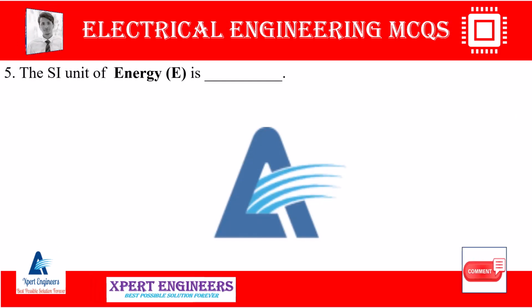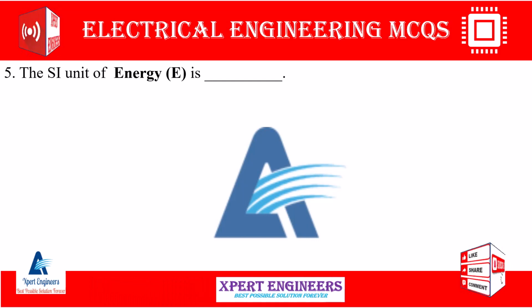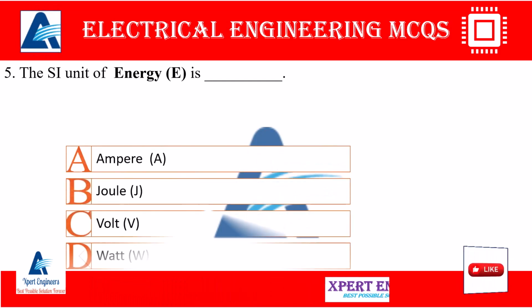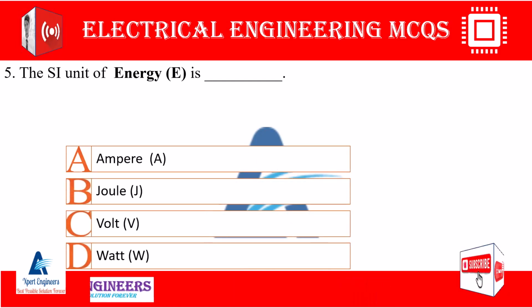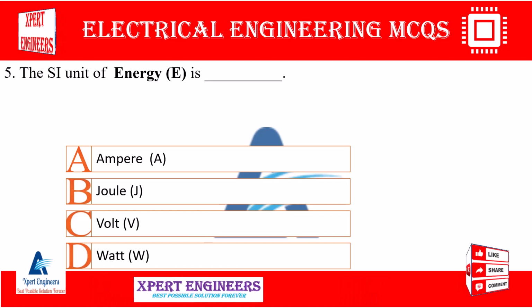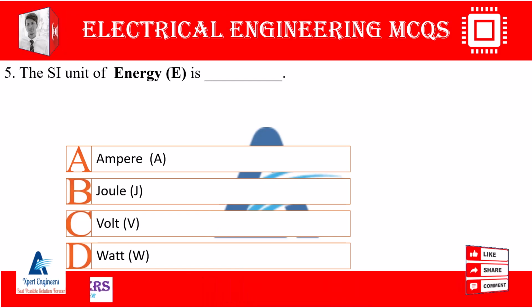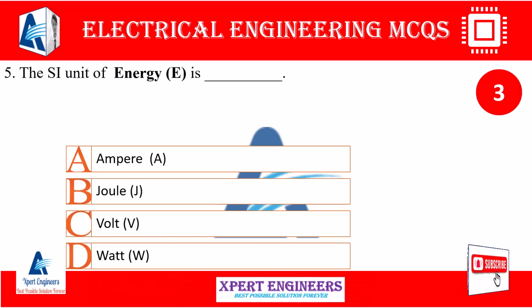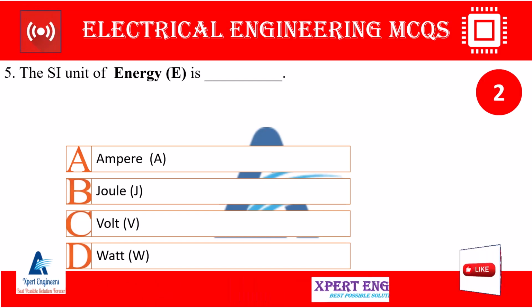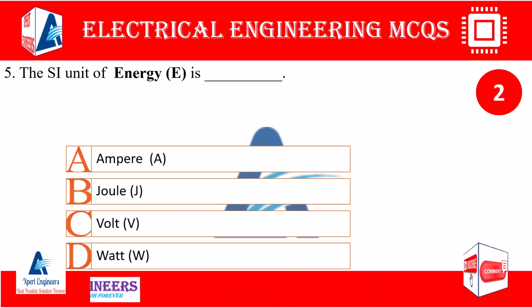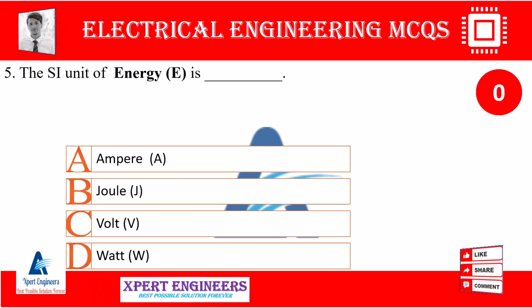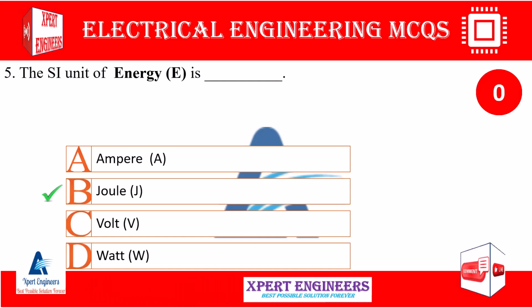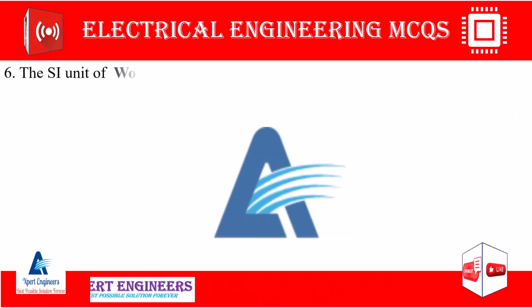Next is the SI unit of energy is dash. A. Ampere, B. Joule, C. Volt and D. Watt. The correct option is B. Joule. The SI unit of energy is joule.